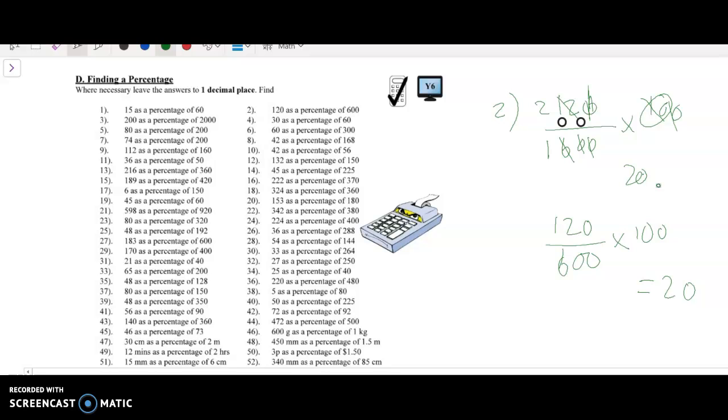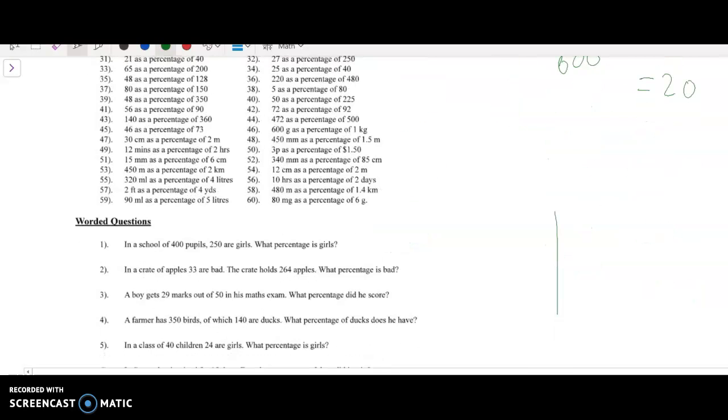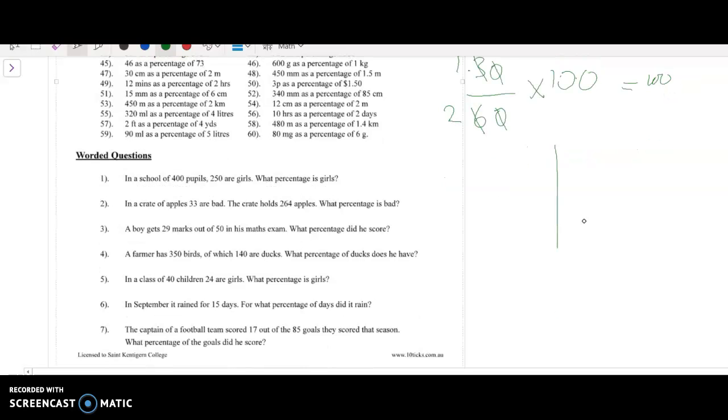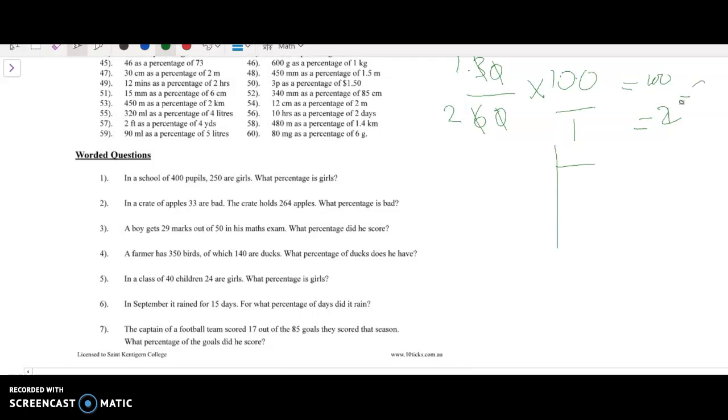Let's do question 4. 30 as a percentage of 60. So 30 out of 60 times by 100. We can divide both of those by 10 if we wanted to simplify it. 3 goes into itself once and it goes into 6 twice. We're pretty much dividing both of those by 3. Now multiply my numerators, which is 100, because 1 times 100 is 100, and 2 times 1 is 2, so 100 divided by 2 is 50.